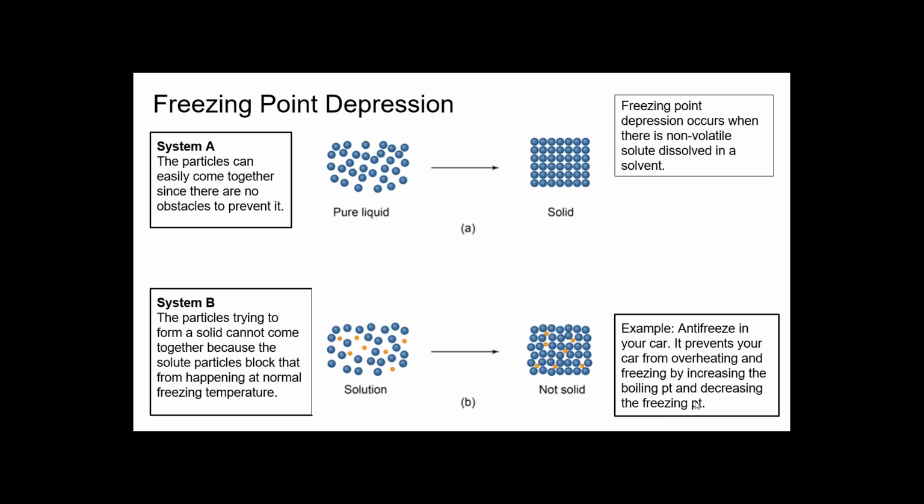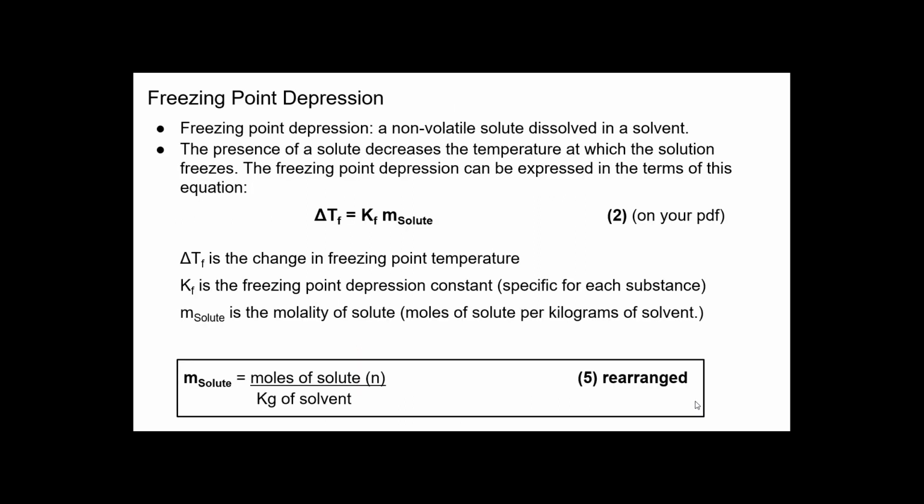So think of antifreeze. Antifreeze in your car prevents your car from overheating and freezing by increasing the boiling point and decreasing the freezing point. So the freezing point will actually have to be lower than the actual freezing point temperature, because it has to overcome these particles that are blocking the way of it becoming a solid. So for freezing point depression, we use a non-volatile solute, something that does not evaporate easily. The presence of a solute decreases the temperature at which the solution freezes.